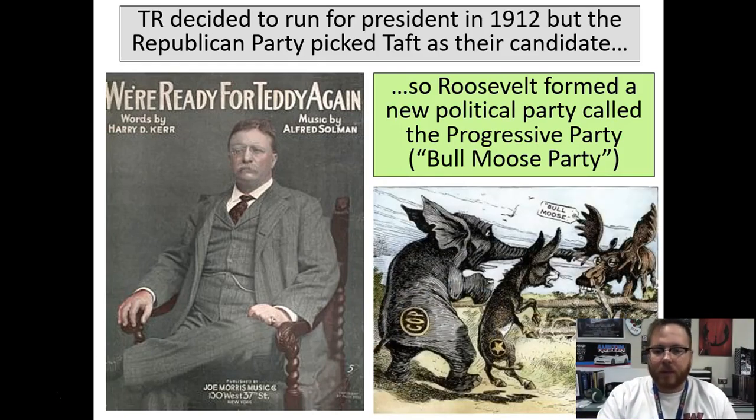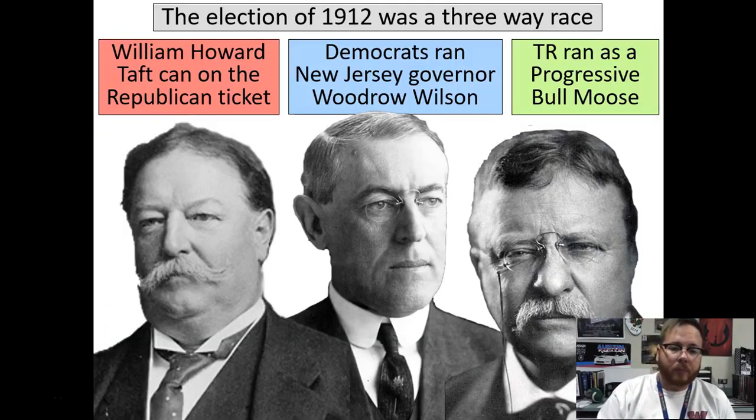Anyway, the Bull Moose Party was kind of scary to the Republicans because of who Teddy Roosevelt was. They were really worried about what was going to happen in the election because of him. Among the things they were worried about was being in a three-way race. The election of 1912 was just that. It was a three-way race. William Howard Taft was on the Republican ticket. The Democrats ran with New Jersey Governor Woodrow Wilson, and Teddy Roosevelt ran as a progressive bull moose candidate.